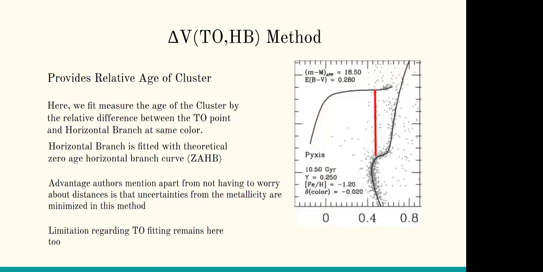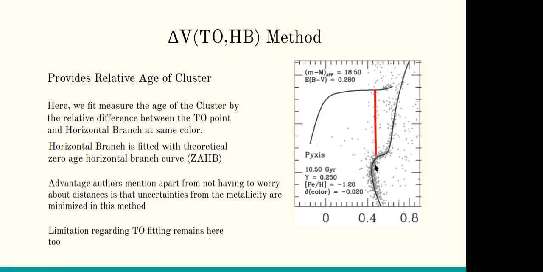The second method, which I will now discuss, is the relative aging method. In this relative aging method, we first fit the globular cluster main sequence turn off point with an isochrone, and after that we also fit the horizontal branch of the globular cluster with a theoretical zero age horizontal branch curve, which is also obtained from the evolution code. Then the age of a globular cluster is measured as the distance between the horizontal branch and the turn off point, measured at the color of the turn off.